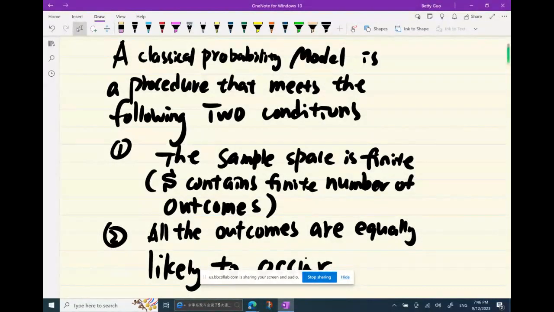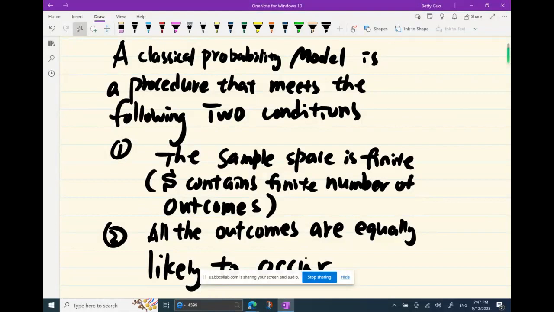It's pretty straightforward to determine if a procedure is a classical model. Think about toss a coin. We have two outcomes, right? We assume the coin is fair, so we are not cheating. It's not that one side is heavier than the other side. If the coin is fair, then we should have a 50% chance to get a head and another 50% chance to get a tail, right? So that means the two outcomes are equally likely. Both conditions are met. So toss a coin is a classical model.